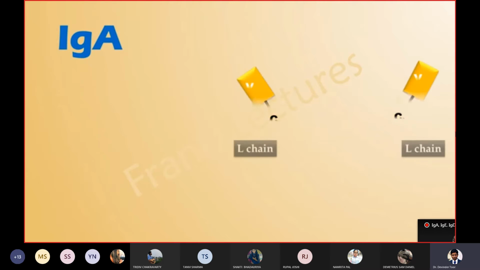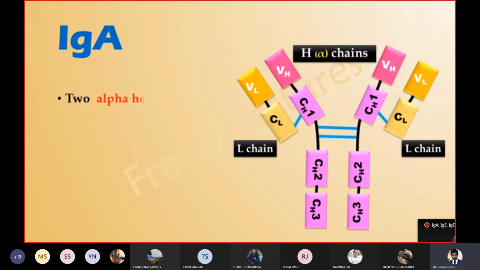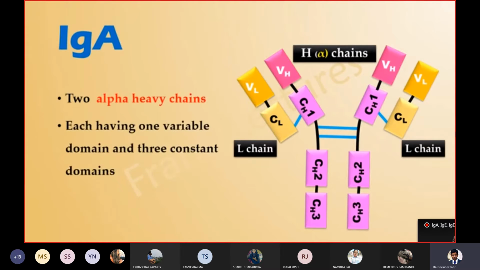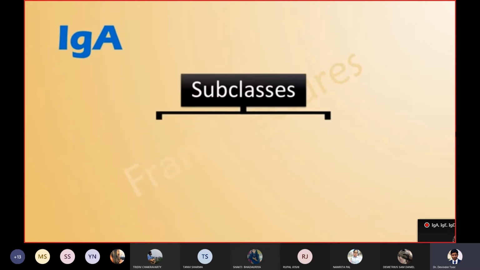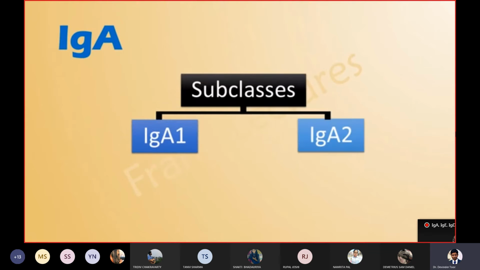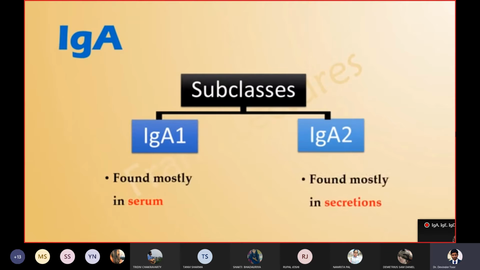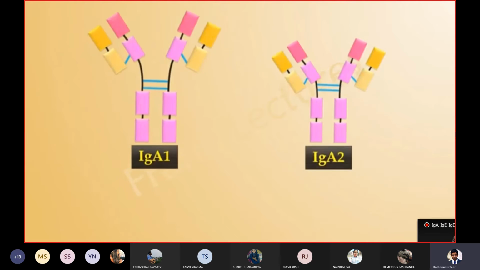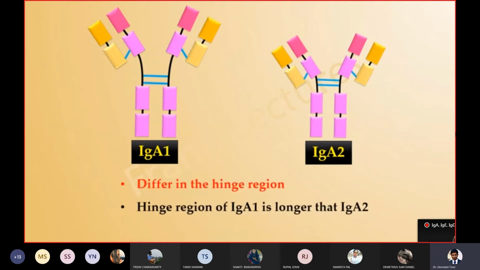Structurally, IgA consists of 2 light chains and 2 alpha heavy chains. Each heavy chain contains 1 variable domain and 3 constant domains. There are 2 subclasses of IgA, designated as IgA1 and IgA2. IgA1 is mostly found in the serum, whereas IgA2 is predominant in the secretions. These 2 subclasses differ from each other in the hinge region. As you can see here, the hinge region of IgA1 is almost double that of IgA2.